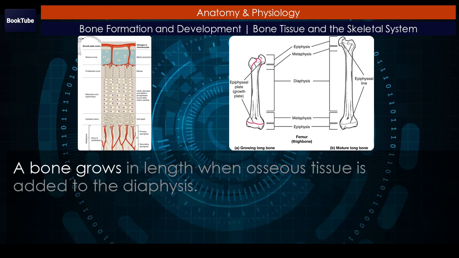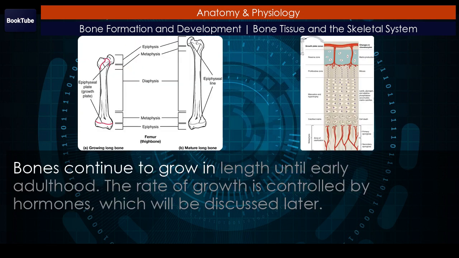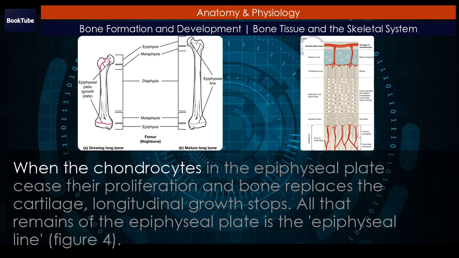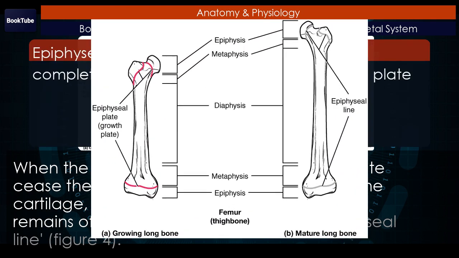A bone grows in length when osseous tissue is added to the diaphysis. Bones continue to grow in length until early adulthood. The rate of growth is controlled by hormones, which will be discussed later. When the chondrocytes in the epiphyseal plate cease their proliferation and bone replaces the cartilage, longitudinal growth stops. All that remains of the epiphyseal plate is the epiphyseal line.